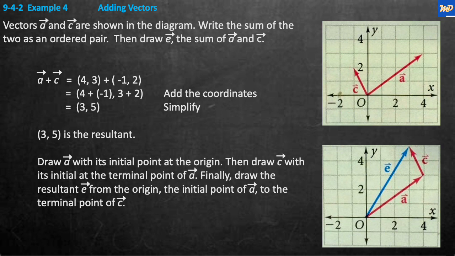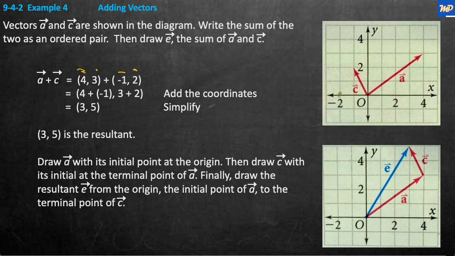In order to add them, we're going to add the x values and the y values. So the x values, there's 4 plus negative 1. Here's the 4, and here's the negative 1, the x values from these ordered pairs. And the y values are 3 and 2. So you add them separately. The x's add and the y's add, and you end up with 4 minus 1 is 3, and 3 plus 2 is 5. So your new ordered pair is x equals 3, y equals 5. So the resultant is 3, comma 5.